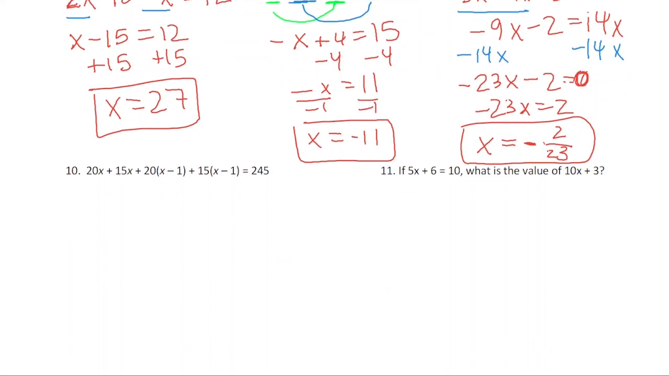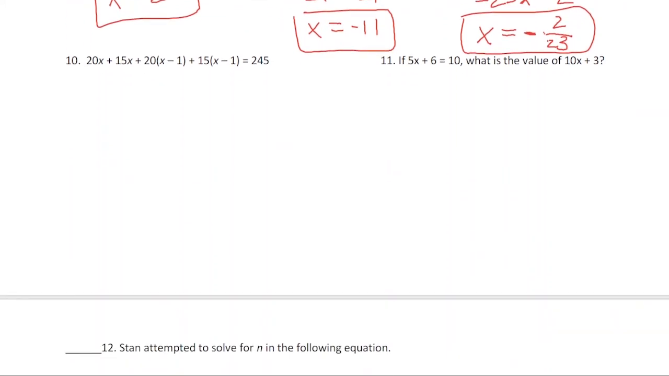All right, y'all, let's do number 10. Look at this madness. What was I thinking? I think I got carried away with this problem. Let's start with the distribution. I'm going to go ahead and take care of that property first.